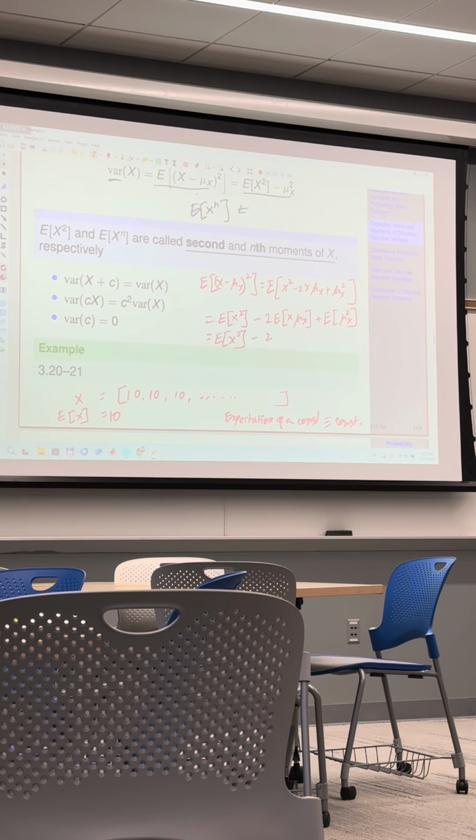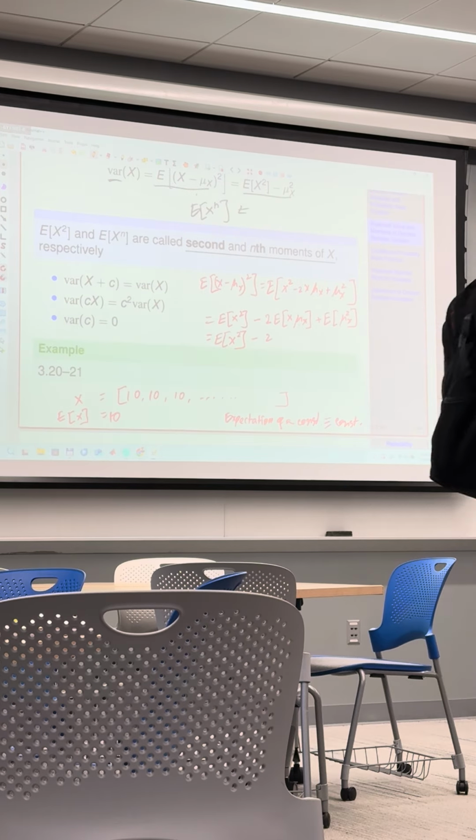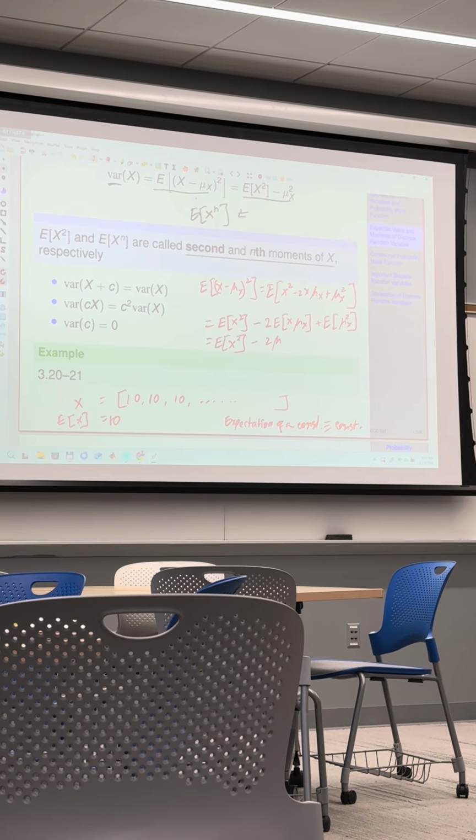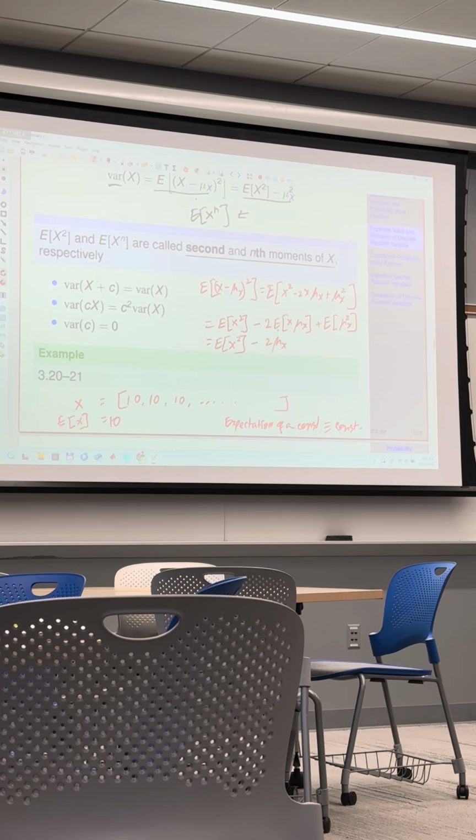Look, mu sub x is a constant. It is simply a mu. Mu sub x is a constant, so constant times this random variable. You can bring this constant out of this expression. So you are left with 2 mu sub x, and then you are left with expectation of x. And then plus expectation of constant square.